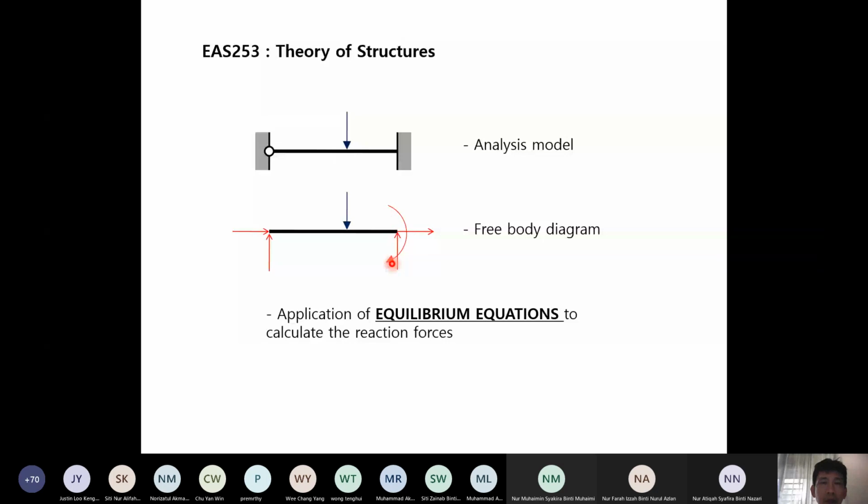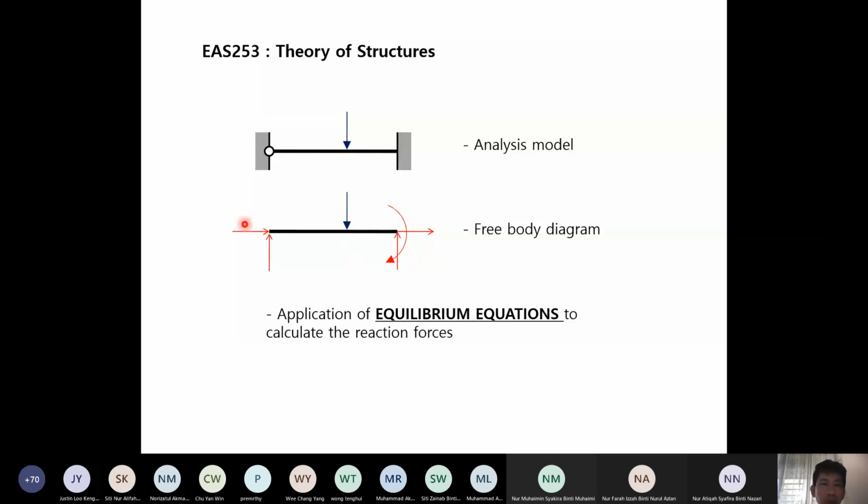Remember to reflect the supports correctly: how many reactions here and how many forces here. Pin and fix. After you draw this free body diagram correctly, showing all the forces, the unknown ones in red color, and the known ones, whose magnitude is given, for example, 50 kilonewton.